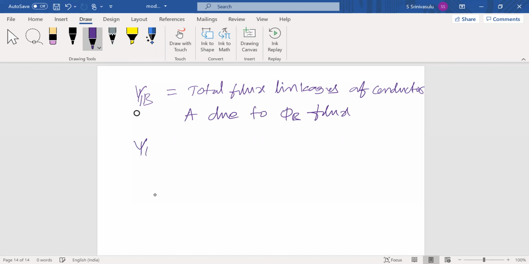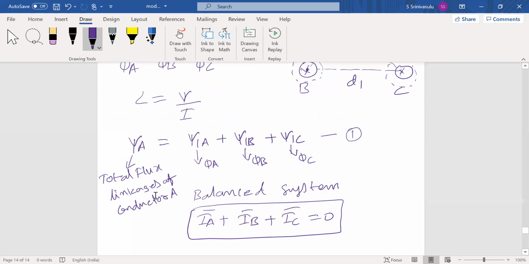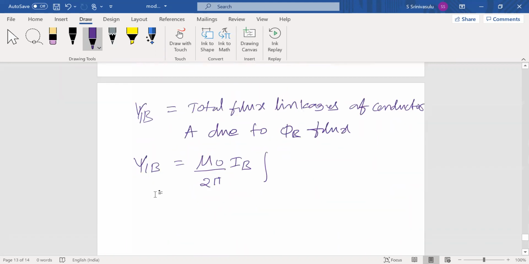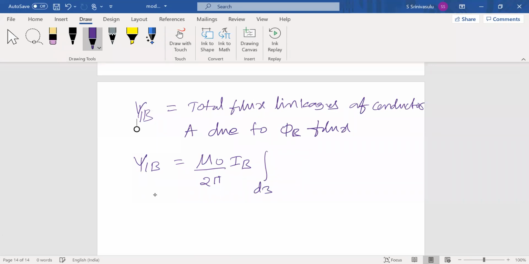Directly by using the external flux linkages formula, I can write psi 1B equal to mu naught by 2 pi. Due to which current is the flux created? That current is IB. Due to IB current, phi B flux is created. That is mu naught by 2 pi into IB times the integration of the distance between the B conductor and the A conductor. You are seeing the diagram. What is the distance between the B conductor and the A conductor? That is the D3 distance. Therefore, we get D3 to infinity dx by x.